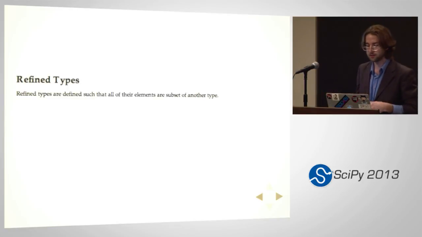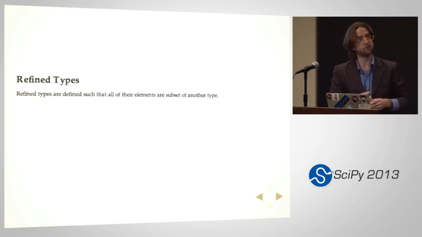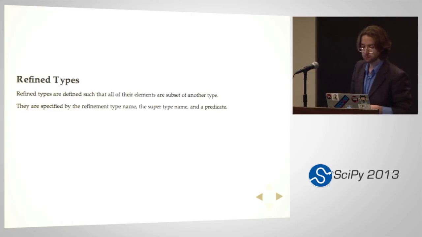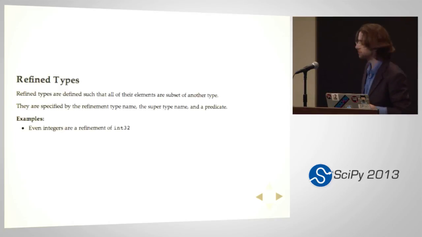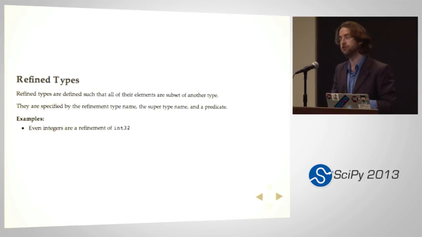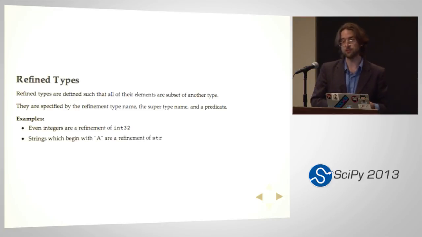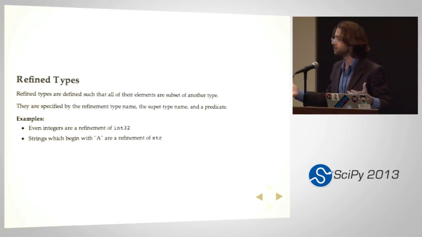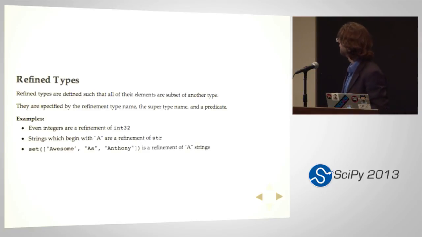Refined types are another type, and basically they say, I have some other type out there, and I'm going to determine some subset of that type that I want to take and give that a special name. So you have the type name, the super type name, and a predicate, which is typically a function. Some examples: all even integers are a refinement of the integers. Similarly, all strings that start with A are a subset of all strings, so they're a refinement type. And going further, the set of strings, awesome as Anthony, is a refinement of A strings. I don't know who wrote these slides. No idea.